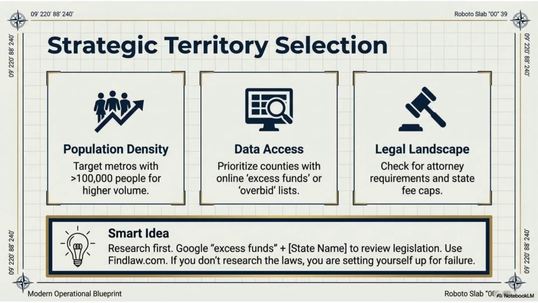Third, legal landscape. Research each state's requirements carefully. Some states require attorney involvement. Others have fee caps that might limit your profitability. Here's a smart idea that will save you months of frustration. Before you commit to a territory, Google excess funds plus your target state name to review the specific legislation. Use findlaw.com for deeper legal research. If you don't research the laws up front, you're setting yourself up for failure.